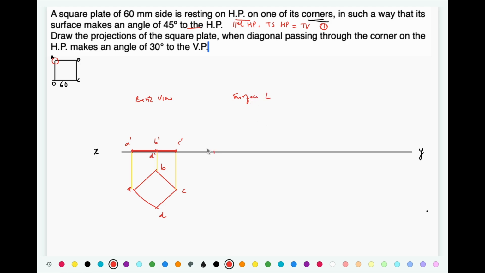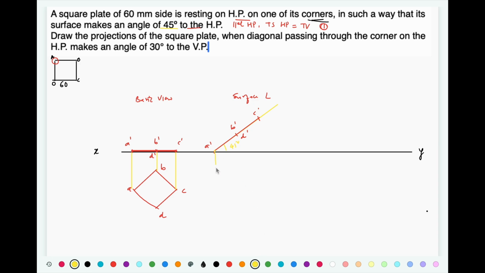So let's locate this A dash first, because that point is supposed to be kept on HP. The surface is 45 degree inclined to HP. So this is a 45 degree line. On this line we need to redraw this front view. So take the same dimensions from the first front view, take the same dimensions in a compass and locate this front view once again. Also locate the intermediate points. So this will be the second front view.